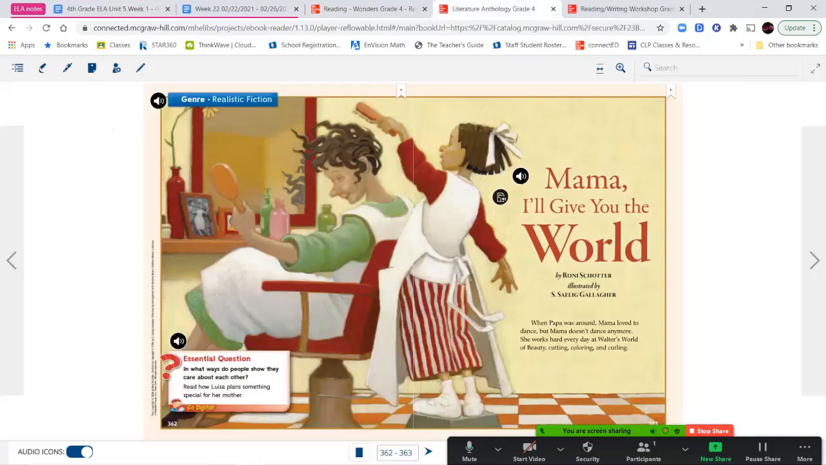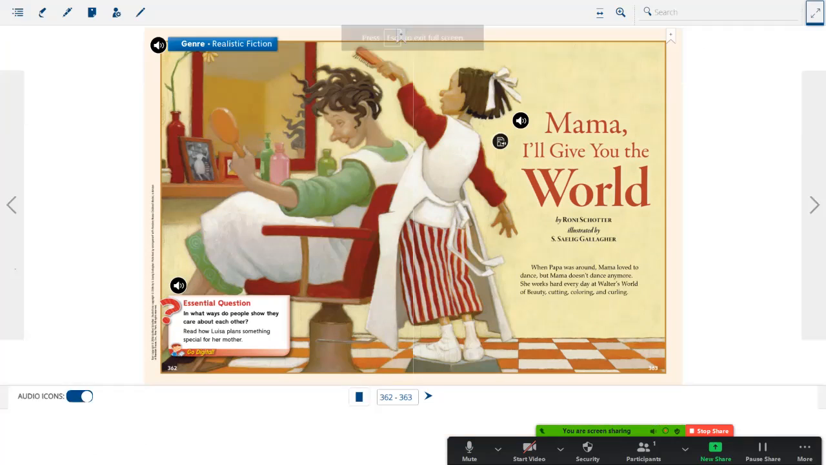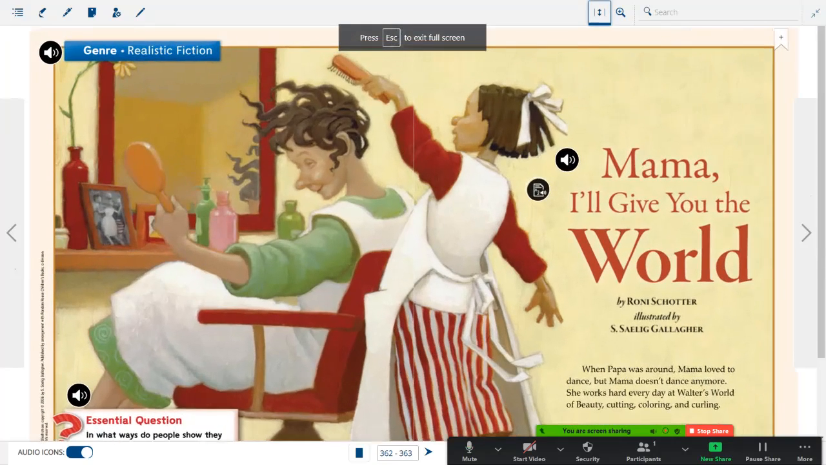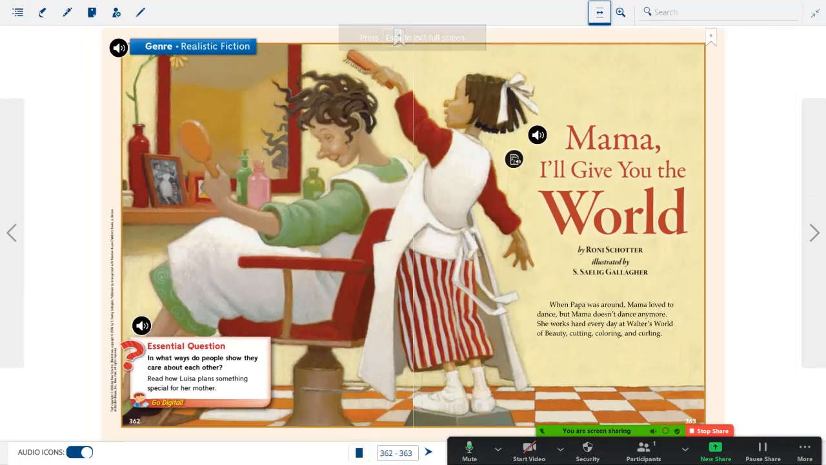All right, let's jump into our stories for this week. This is one of my favorite stories in your book. It's a really sweet story called Mama, I'll Give You the World, and it's a realistic fiction. Now, this story, as a realistic fiction, means it's something that could happen in real life. It didn't, but it has all the elements that could be real. So talking about people doing things that they could really do in places where they could really be. So let's go ahead and listen to the story together.